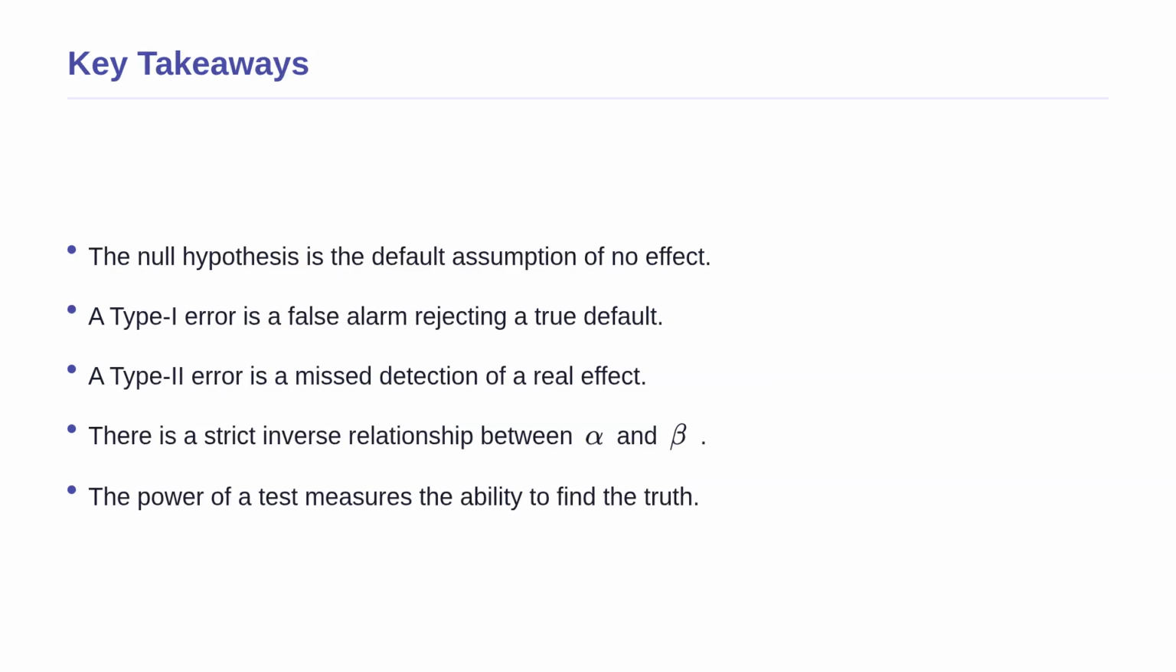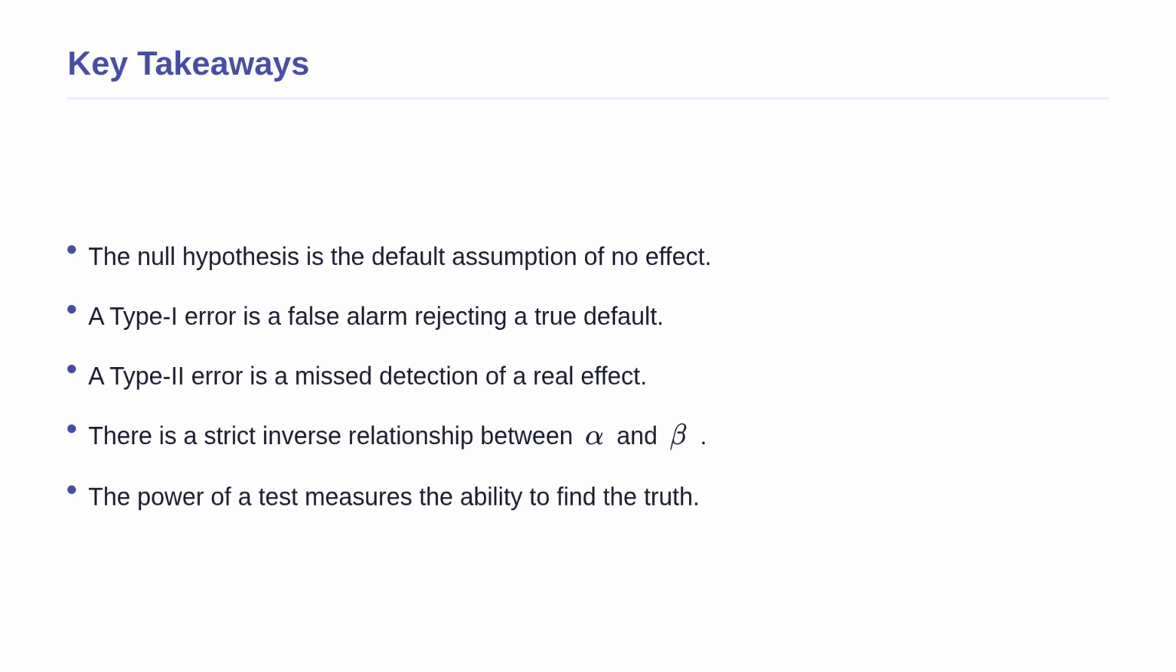We have covered a lot of ground today, so let us review the key takeaways. Remember that the null hypothesis is always your default assumption, while the alternative is the new claim you are testing. A type 1 error measured by alpha is a false alarm, where you reject a true default. A type 2 error measured by beta is a missed detection. They have a strict inverse relationship.